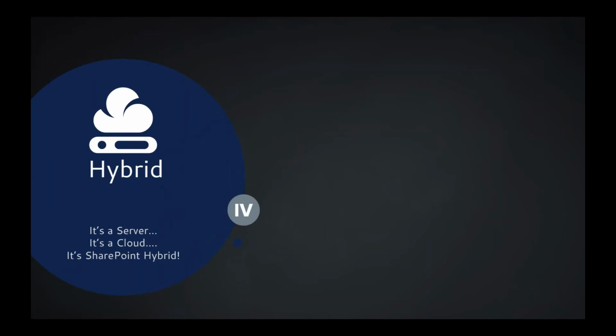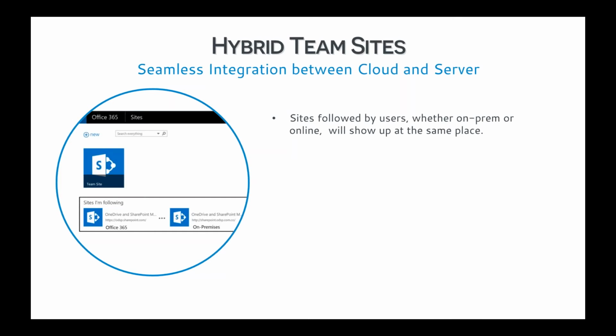Another big topic in SharePoint 2016 is hybrid. What do we have in hybrid? First of all, hybrid team sites. Right now in SharePoint 2013, if you follow a site on premises and a site online, you have to check two places for all the sites you follow. Now if you put in place hybrid team sites, you're only going to have one place, because all your followed sites for on-prem are going to be pushed into your Office 365 sites section. So you're not going to have to check two places anymore.